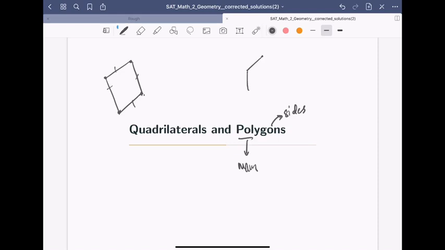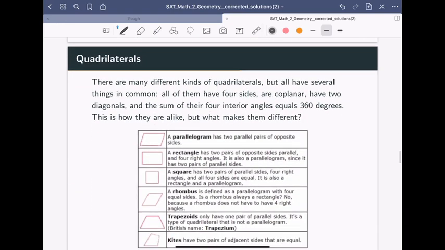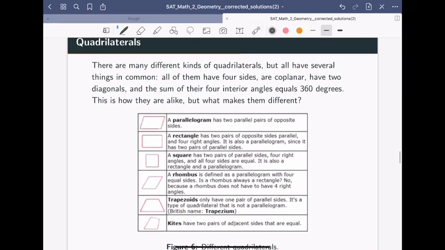For example, this is not a very good polygon. 1, 2, 3, 4. How many sides does it have? 1, 2, 3, 4, 5. So it is a pentagon. It's a 5-sided polygon. Do not worry, you will not be asked about the names of these shapes on the SAT, but you should know what the different types of quadrilaterals and polygons are.